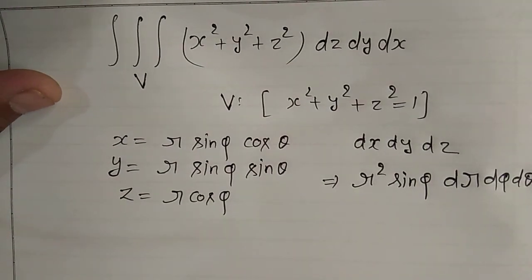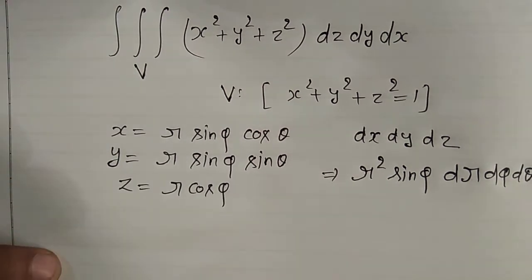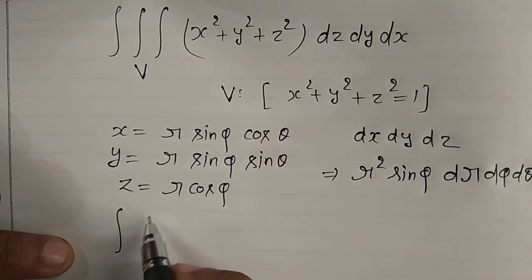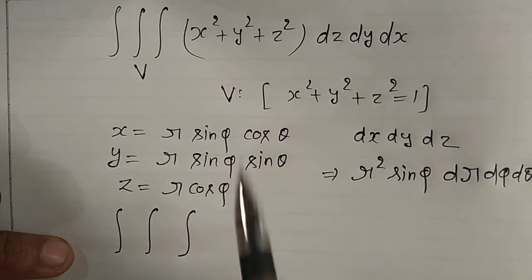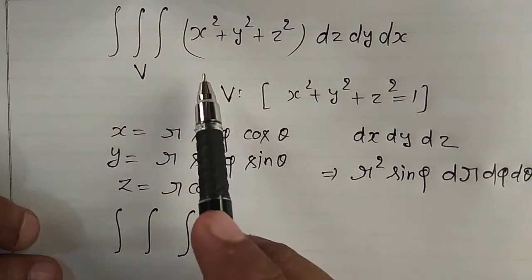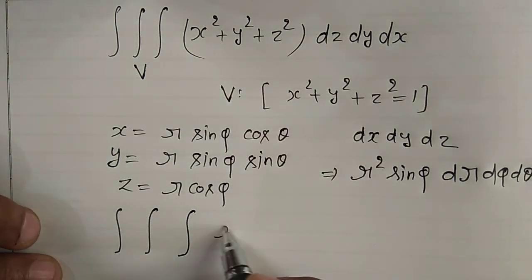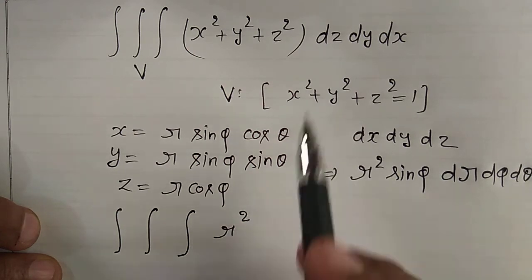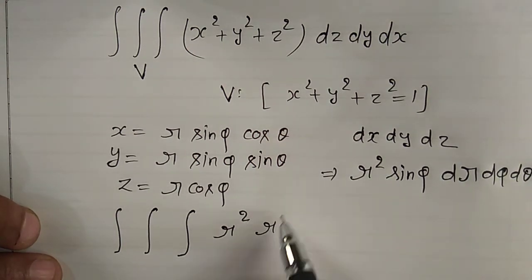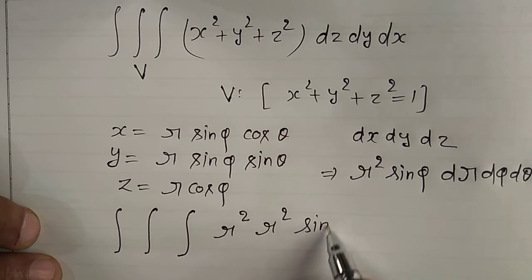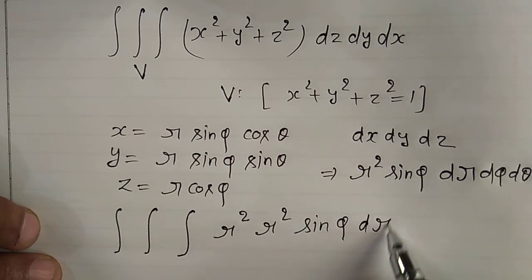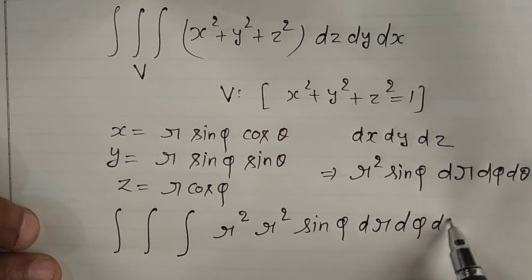So we'll have the triple integration, and r square equal to x square plus y square plus z square. So here we have r square, and dz dy dx equal to r square sin phi dr d phi d theta.